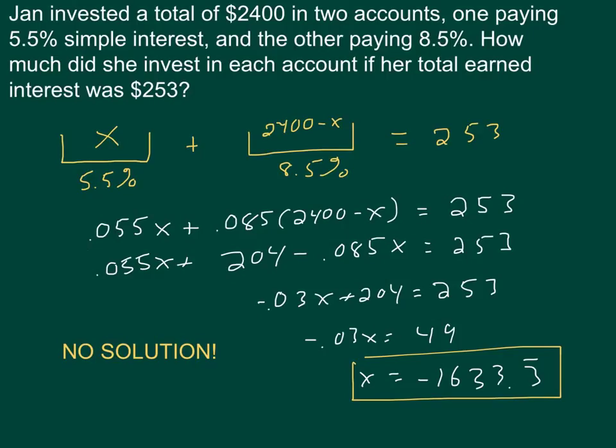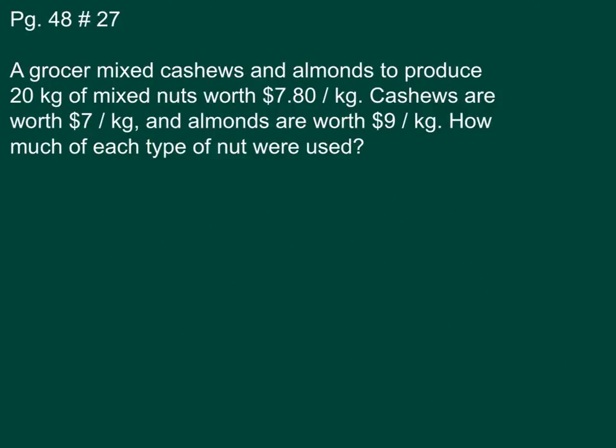That is a possibility. All right, our next problem here comes from page 48, number 27. A grocer mixed cashews and almonds to produce 20 kilograms of mixed nuts worth $7.80 per kilogram. Cashews are worth $7 per kilogram, and almonds are worth $9 per kilogram. How much of each type of nut were used?